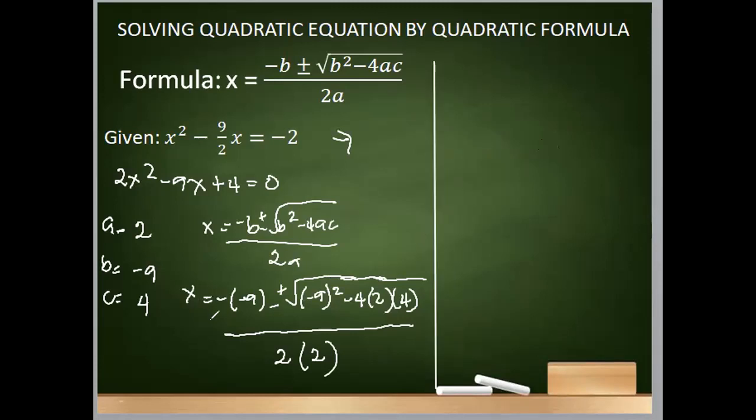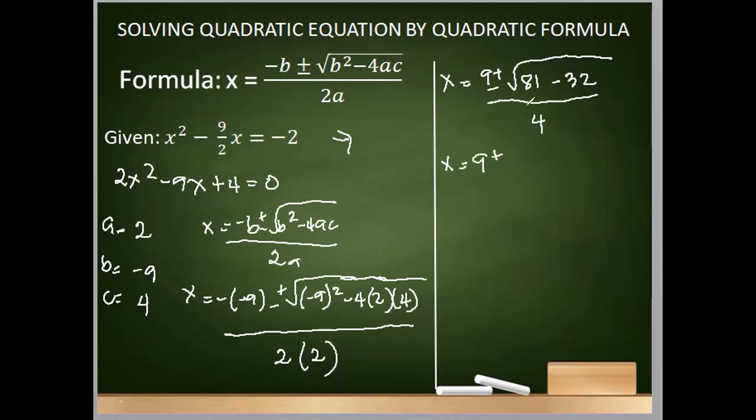Okay, so let's simplify. Dito na tayo. X is equal to negative times negative 9 is positive 9. Positive and negative square root of negative 9 times negative 9 is positive 81. Negative 4 times 2 is negative 8. Negative 8 times 4 is negative 32 all over 4. So our x is equal to 9.